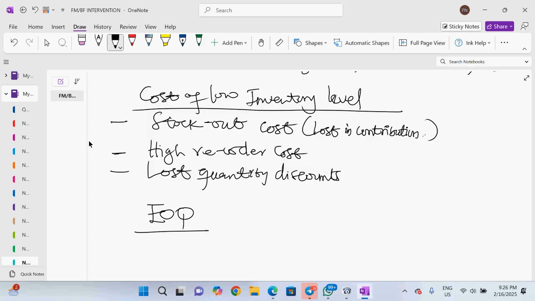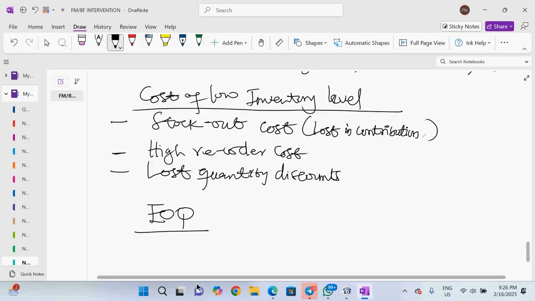What is the best level of inventory that we need to keep in our business to ensure that we minimize cost? We minimize cost. So the EOQ is basically a mathematical model that is used to calculate the quantity of inventory to order from a supplier each time an order is made. So the aim is to know the order quantity that minimizes the total annual inventory cost.